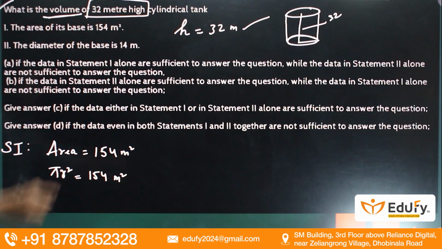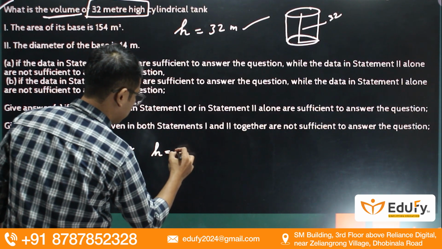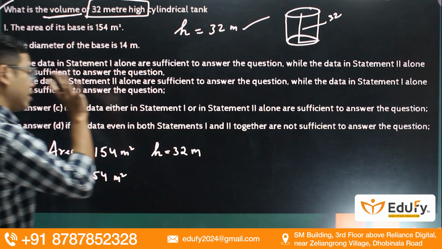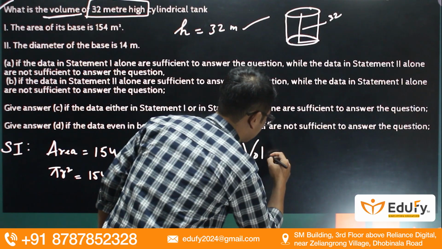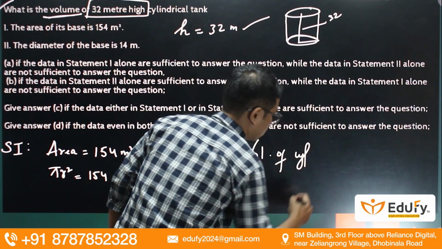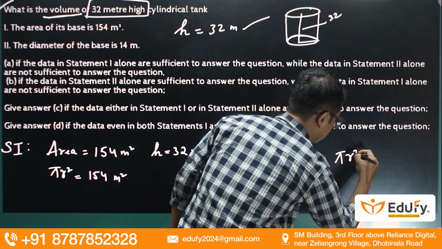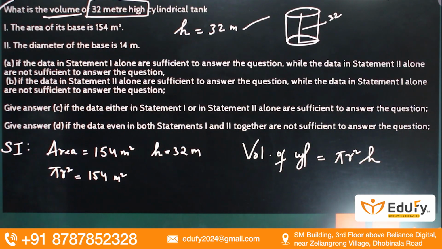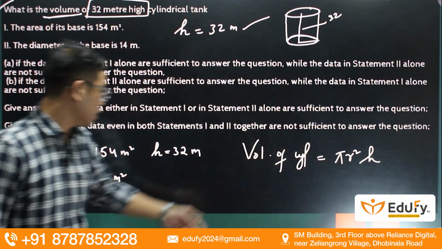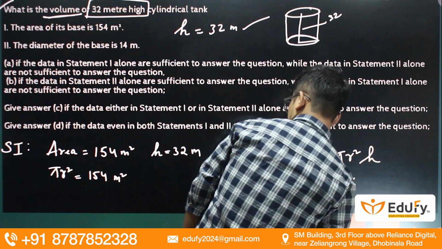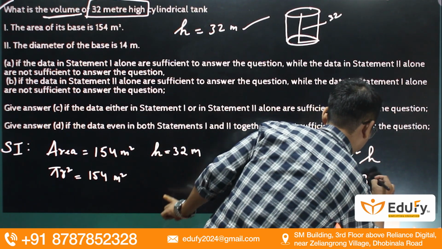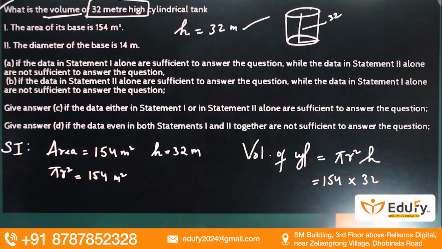Now, this is your first part, and the height is given as 32, which I will use because it is already mentioned in the question. Now, they are asking me about the volume of a cylinder, right? The formula for the volume of a cylinder is pi r square h. Now, if you look at it, the area is given. The area formula is pi r square, which is this one, and we have the height also given, which is this one. So if I just put in this 154 and the value 32 here and multiply these two, I will get the volume of the cylinder. That means statement 1 alone is sufficient to answer this question, right?